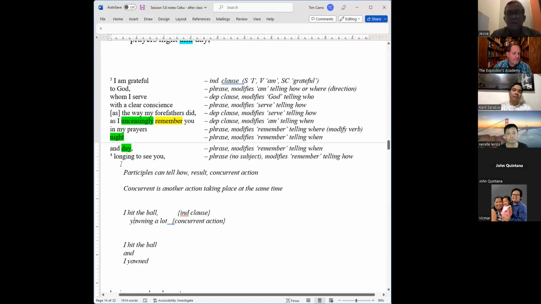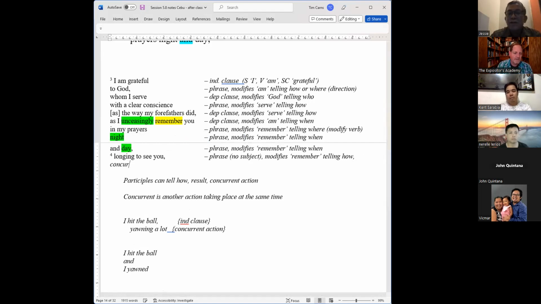So, longing to see you, I think here it could be saying how or why I remember, but I think it's probably a concurrent action. It's something else. Along with remembering you, I'm longing to see you. Okay. So we could call that concurrent. Concurrent again just means that it's happening at the same time.